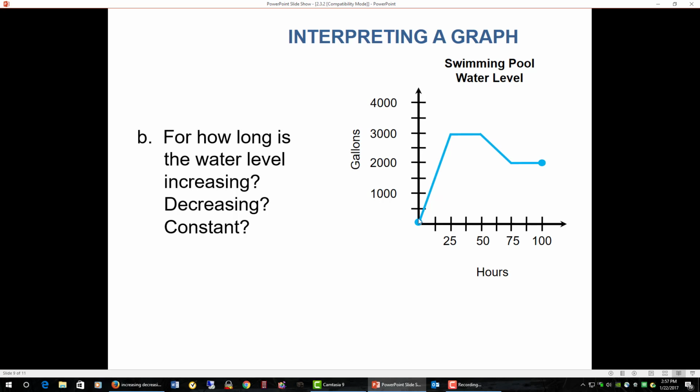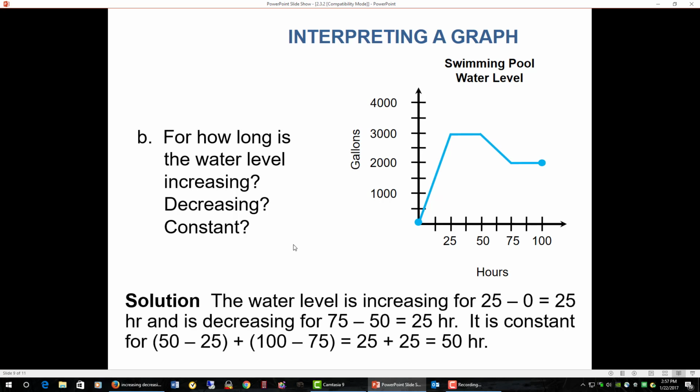So I would say that would be probably from time 0 to 25 hours. It looks like it's decreasing from 50 to 75, this interval here. So that would be about 25 hours, and it would be constant from 25 to 50 hours here and from 75 to 100 hours there. So you can see that you might interpret graphs of this kind in the real world. And there's the solution we were talking about. Water levels increasing from 0 to 25 hours, decreasing 75 minus 50, 25 hours, and as we said, constant for the 50-hour period here and here.